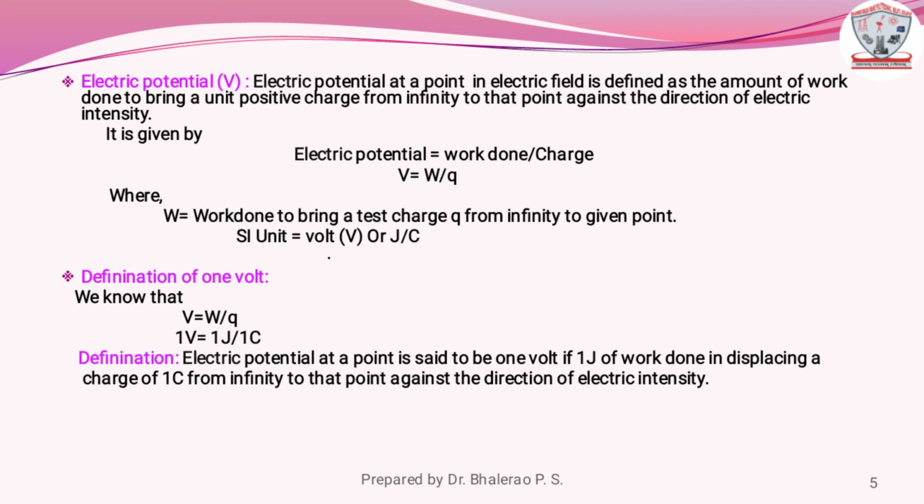In short, we can say V is the short form or symbol of volt, or joule per coulomb. And the definition of 1 volt is, we know that V is equal to W upon Q. Then 1 volt is equal to 1 joule upon 1 coulomb. Then the definition is: the electric potential at a point is said to be 1 volt if 1 joule of work is done in displacing a charge of 1 coulomb from infinity to that point against the direction of electric intensity.